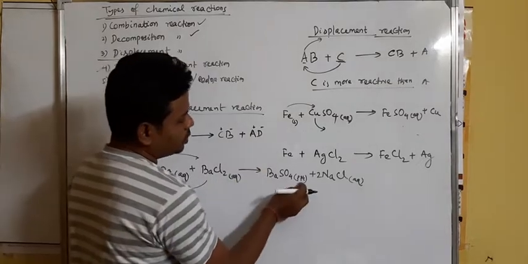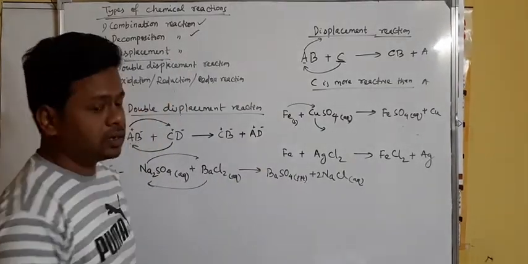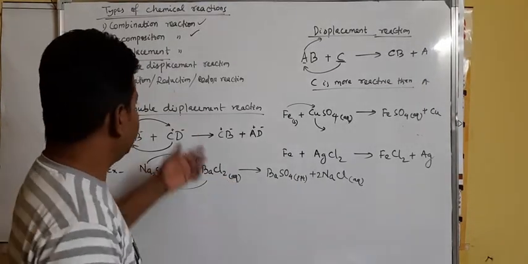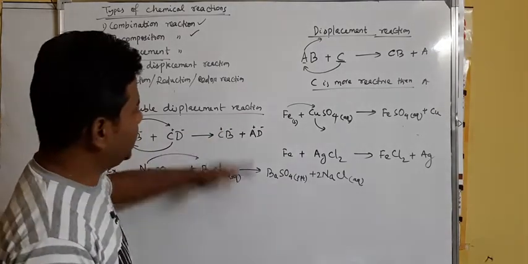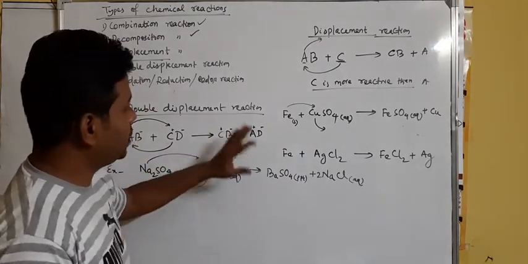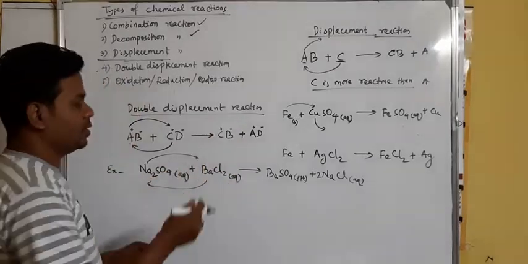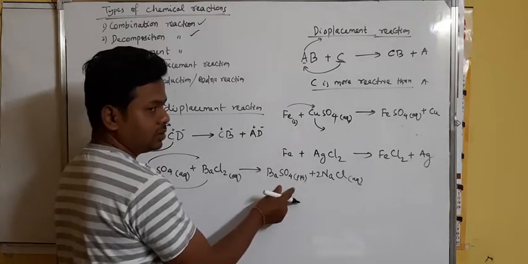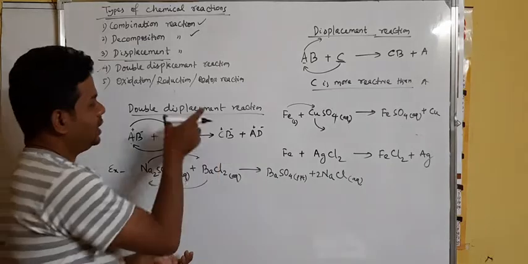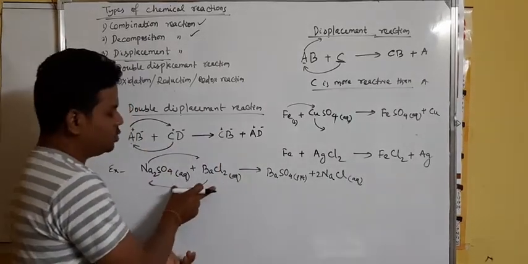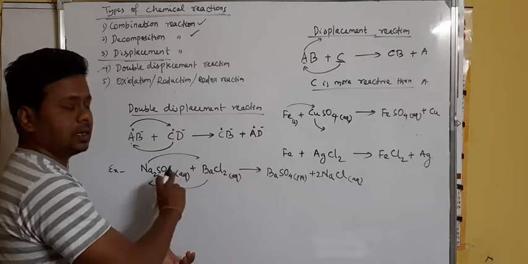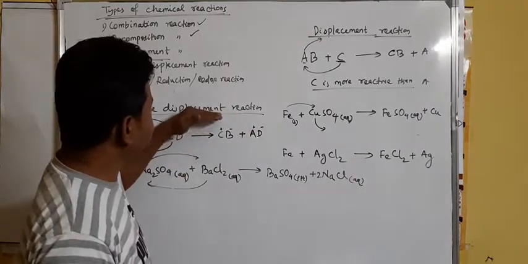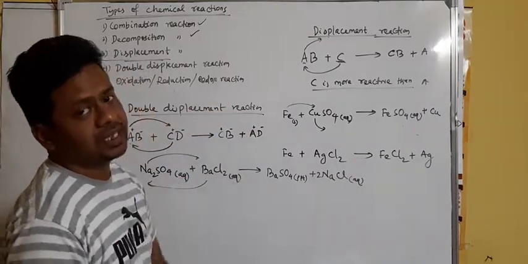As we have already told, PPT means insoluble product. Precipitation reaction and double displacement reaction are normally the same, and the example is the same. Why is it called a precipitation reaction? Because in this reaction a precipitate is formed. And why is it called a double displacement reaction? Because two ionic compounds exchange their ions to form two new products. So all double displacement reactions are normally precipitation reactions.